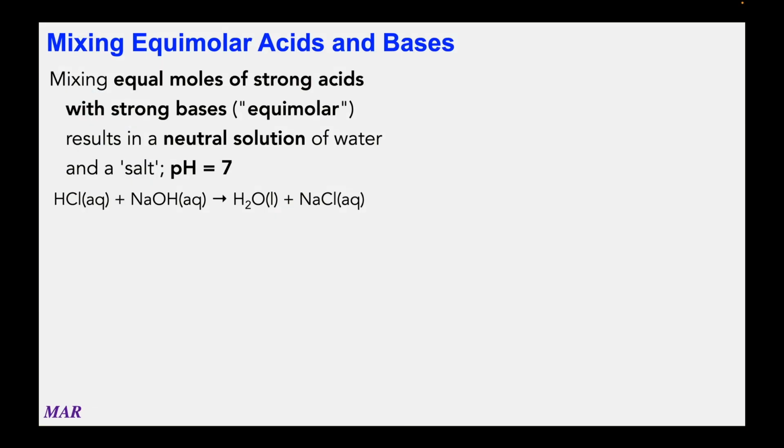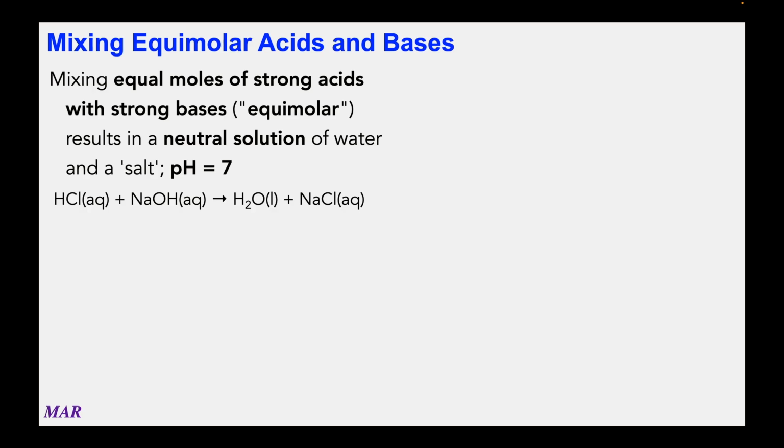Let's think for a second about what would happen if you had equal moles of strong acids and strong bases together. They call this equimolar, if that's a term you hear. Equal moles of strong acids and strong bases means you have equal moles of, for example, HCl and sodium hydroxide, a strong acid and a strong base. And you know what the 5 strong acids and 3 strong bases are, don't you? Go back and look at them if you don't, because they're really important.